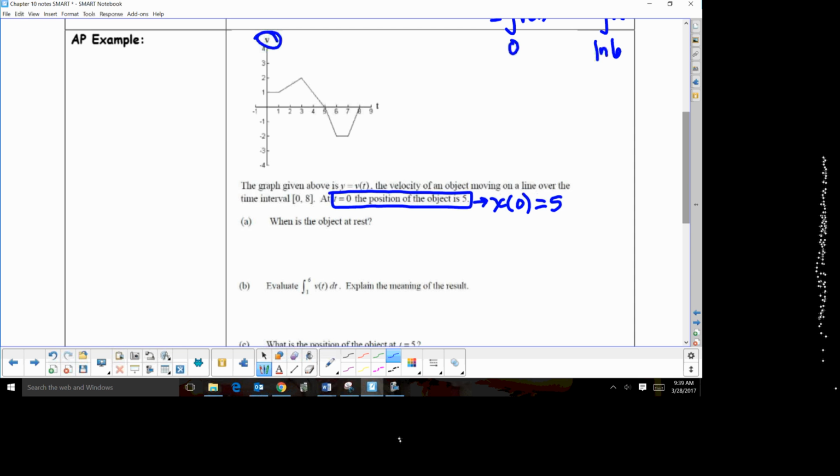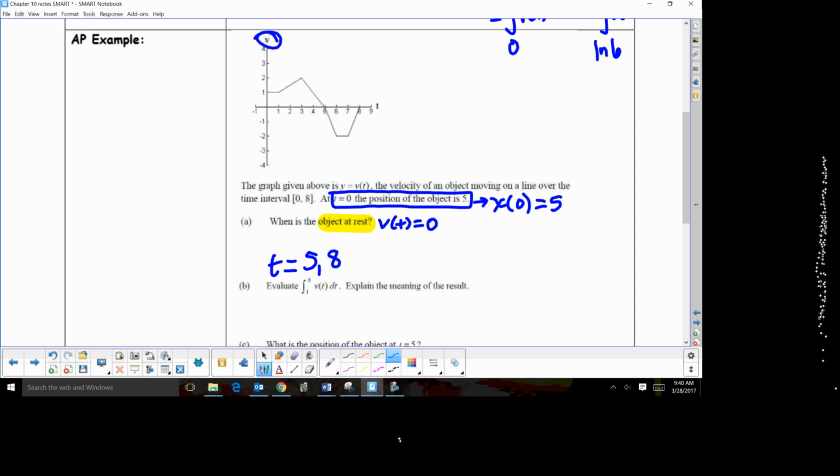Yes? So now let's go to the first one that says, when is the object at rest? What do we think of when we think object at rest? Where v of t equals 0. And they gave us the graph of v. So where does this occur? What's 5 and 8? Okay, when t is 5 and 8. Yes?